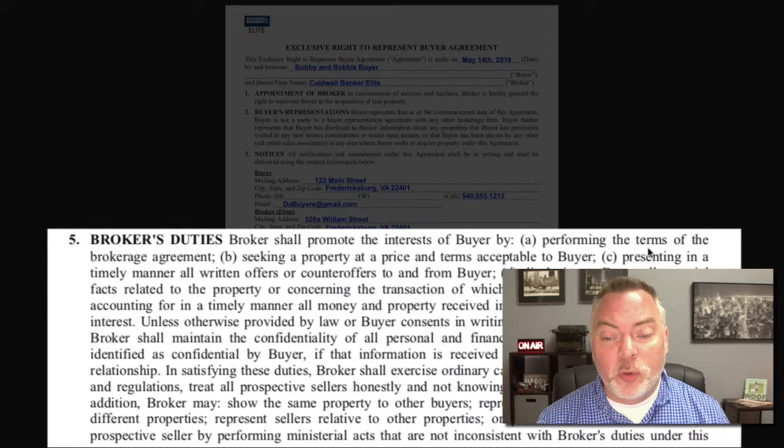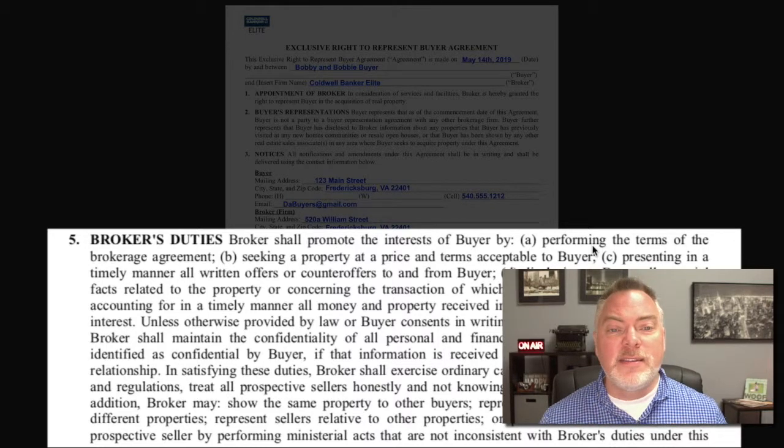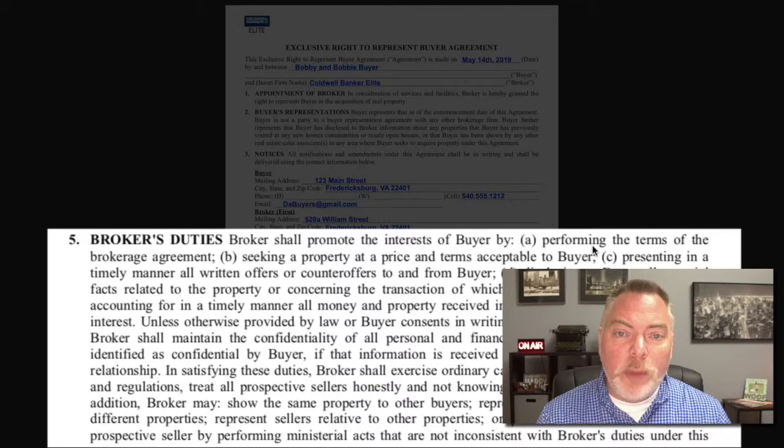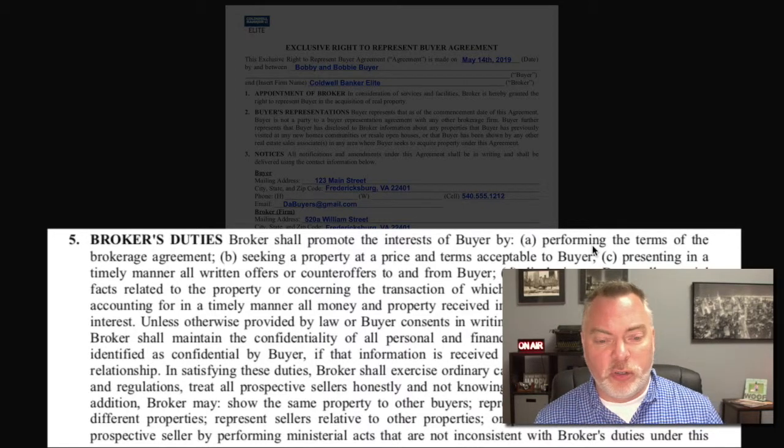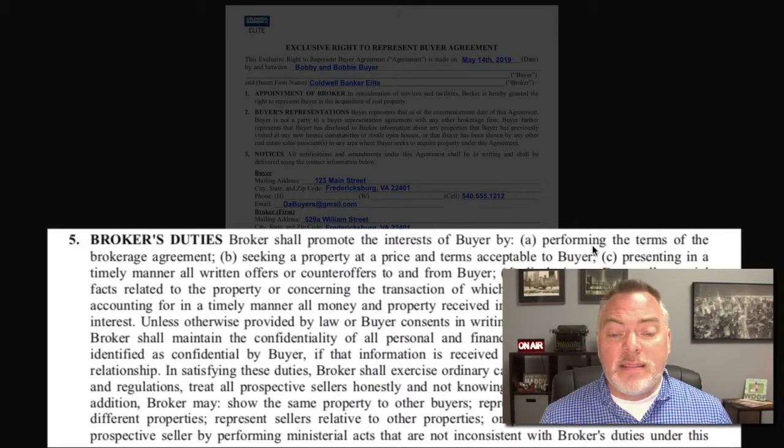So we tell them first we're going to perform to the terms of this agreement. And the way I present that to my buyers is that this is an agreement between you and I to ensure that I'm doing the things, and you can hold me accountable for the things I've told you I'm going to do. B is seeking property and price at the terms acceptable to the buyer.